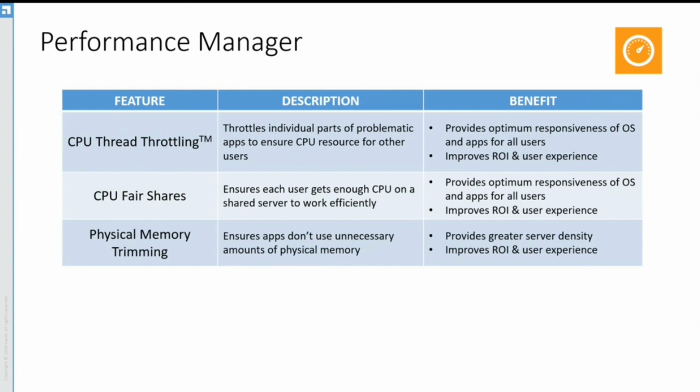So with thread throttling, we can define limits. Suppose I have set it to 90%. Whenever the memory or the CPU reaches 90%, it will start clamping the extra threads that are attached to each and every process.